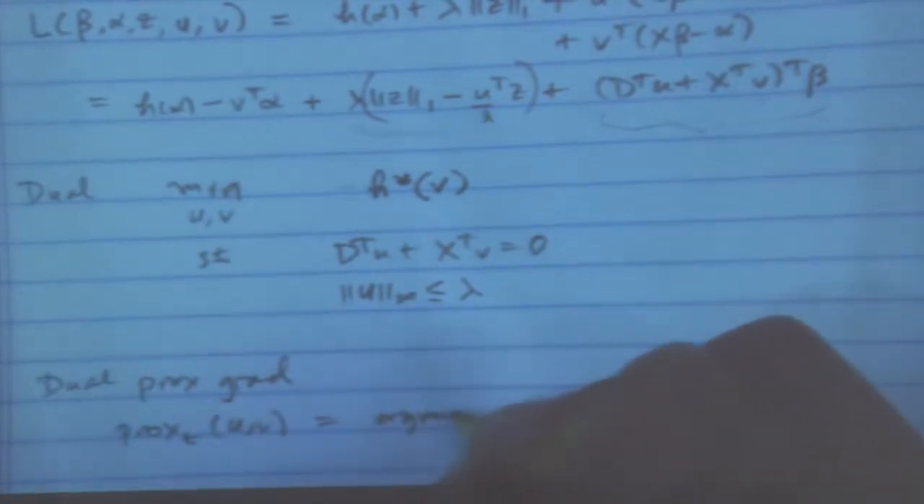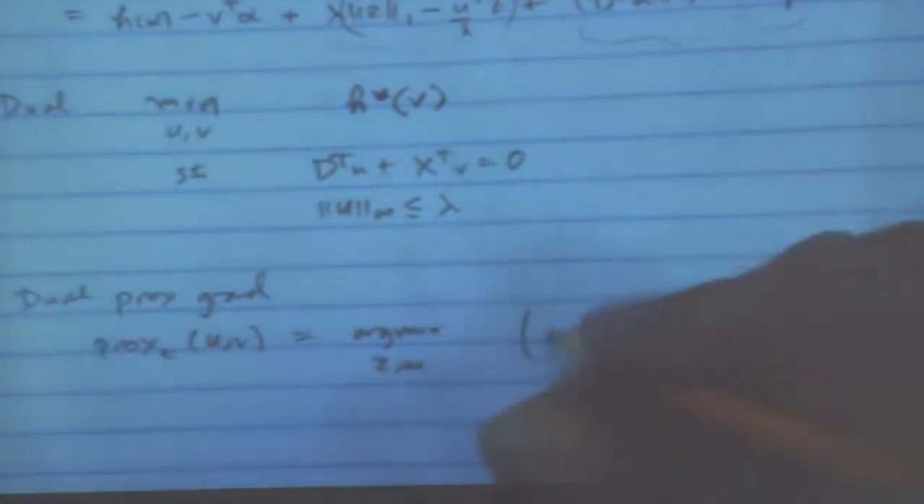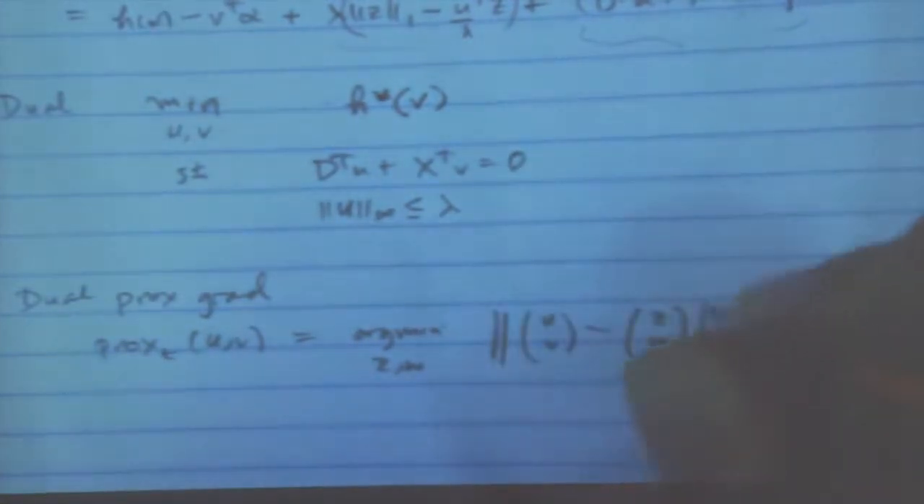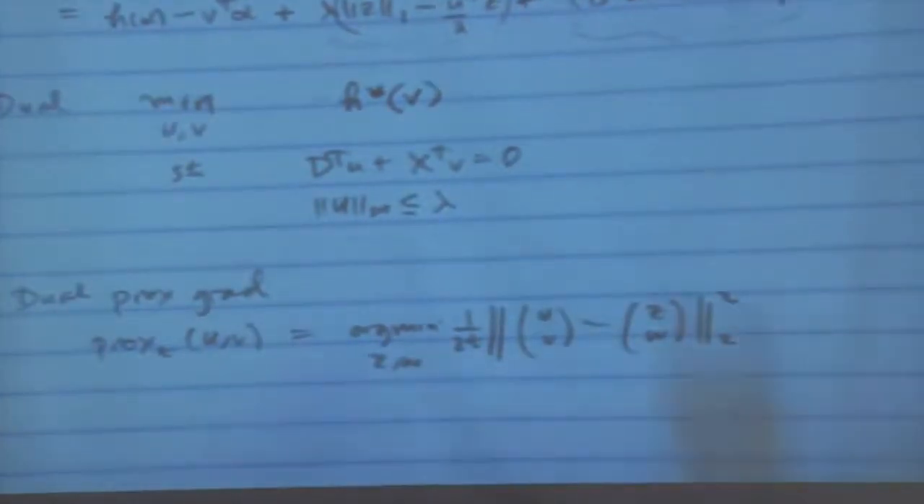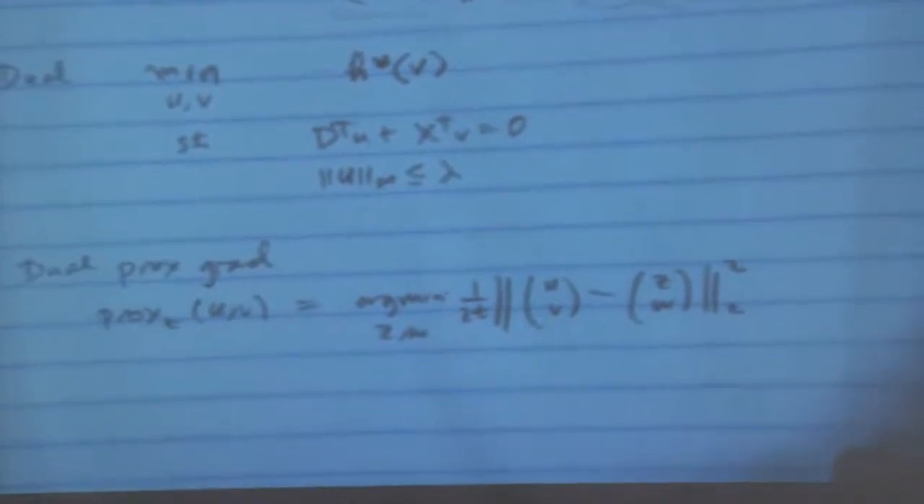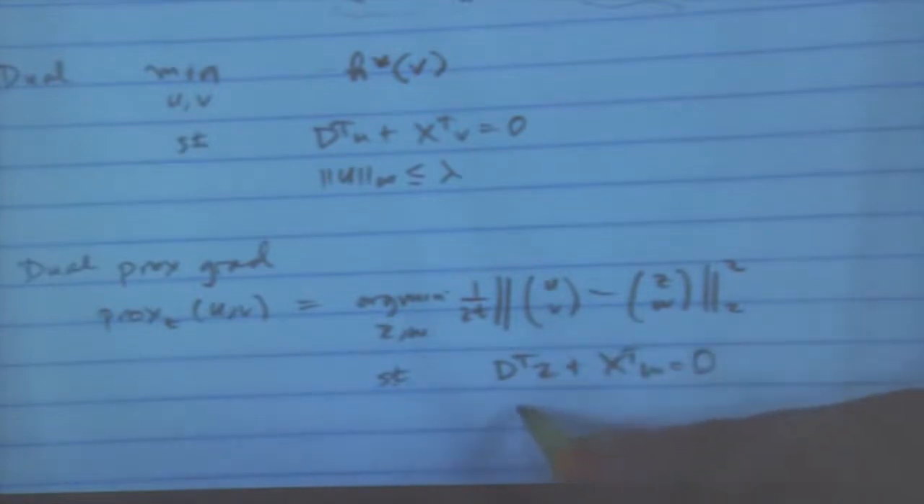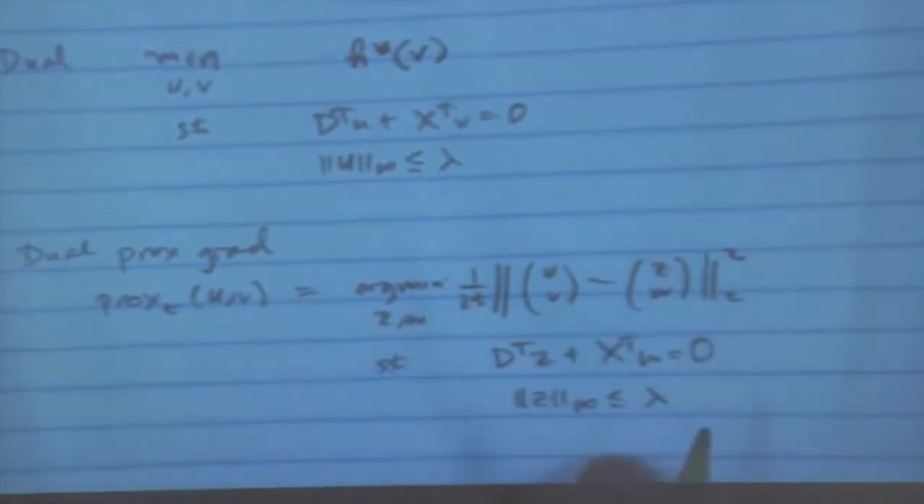It asks us to find the minimizer over z and w of the regular formulation for the prox, plus the non-smooth part. The non-smooth part is the indicator of this constraint happening, which I called L. But you can see that really just reduces to a constrained prox, subject to d transpose z plus x transpose w equals 0, and z having infinity norm less than or equal to lambda. So that's the proximal operator we need in the proximal gradient approach.